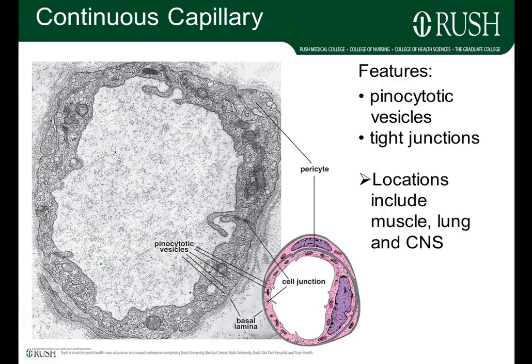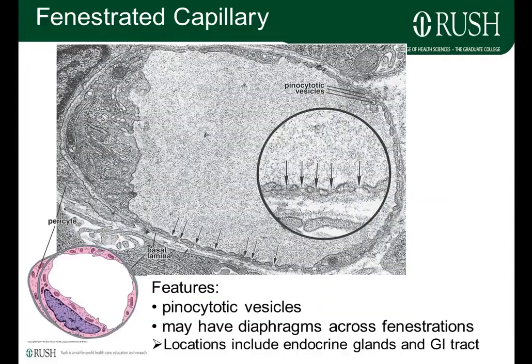Let's take a look at the ultrastructure of these different types of capillaries. In a continuous capillary, you can see the tight junctions that bind each of the endothelial cells to one another, and because of this, the cells perform a lot of transcytosis using pinocytic vesicles. So you're going to see a lot of pinocytic vesicles in the cytoplasm of these cells. So where do you find them? In muscle, in the lung, in the central nervous system, all good places to find continuous capillaries.